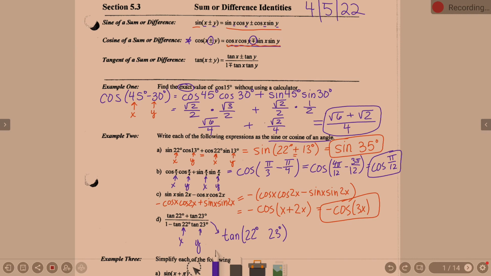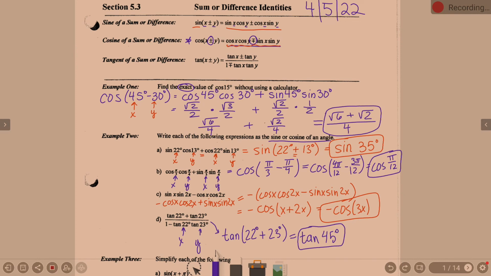Plus. Easiest thing I think is it's always going to match the sign on top, right? Assuming we have this normal form set up here. So 22 plus 23 is going to make this the tangent of 45 degrees. Okay. We're going to stop there and leave it as tangent of 45 degrees, although technically we know the tangent of 45 degrees, don't we? Okay.